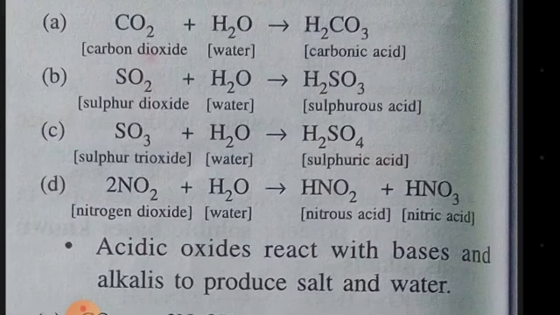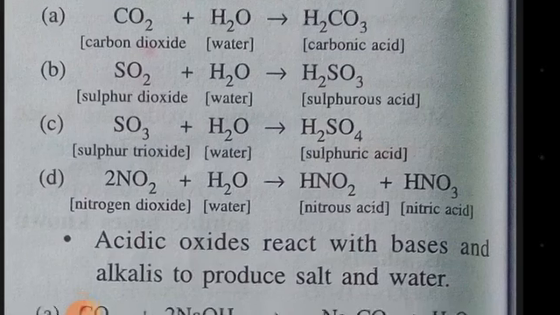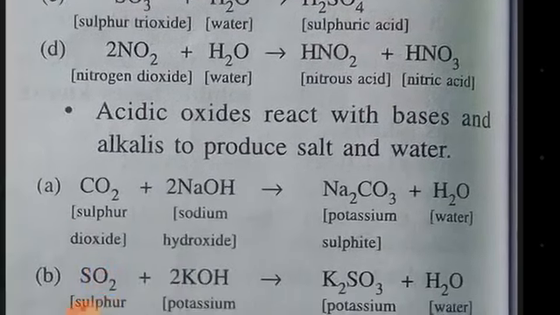Acidic oxides react with bases and alkalis to produce salt and water. Same thing when metallic oxides react with acid, then also we get salt and water. Similarly, acidic oxides when they react with bases and alkalis, they also give salt and water. This is a neutralization reaction we have already done.